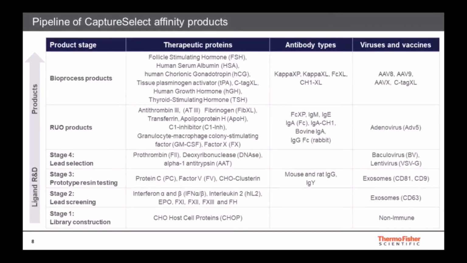The next level down is RUO products. So those are research use products. Those are available on the web. They're primarily used for research. Any of those products could actually be converted into a BioProcess product. They just need to be validated.